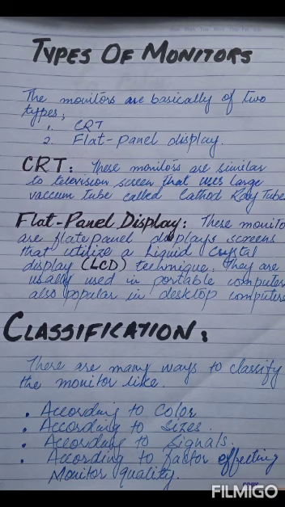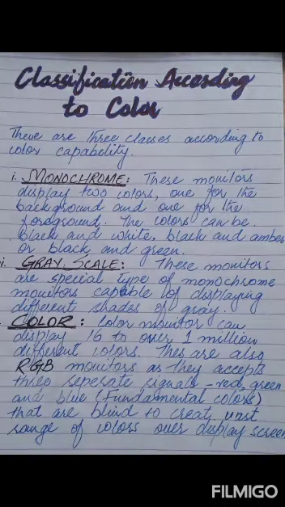Your next main heading is classification. There are many ways to classify the monitor, like point according to color, point according to sizes, point according to signals, point according to the factor affecting monitor quality. Your next subheading is classification according to colors. There are 3 classes according to colors capability.